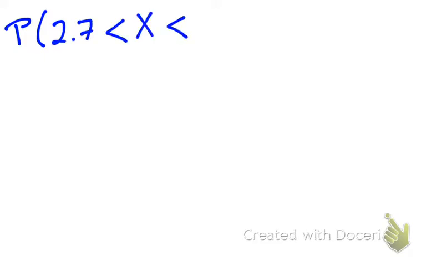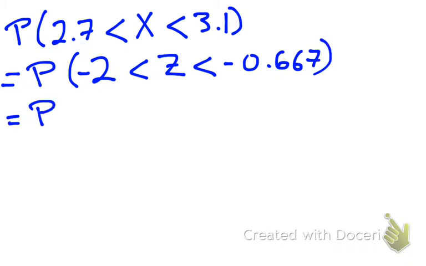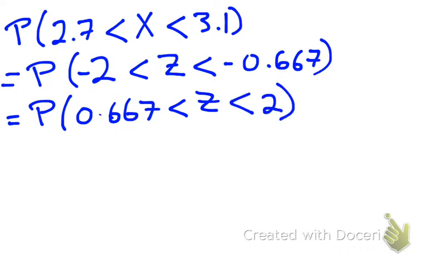So let's write this down properly with our notation. The probability of being between 2.7 kg for our x distribution and 3.1 kg is equal to the probability of z being between negative 2 and negative 0.667, which is also, when we flipped it around to the positive value, the same as the probability of being between positive 0.667 and 2. So that's what we're doing.